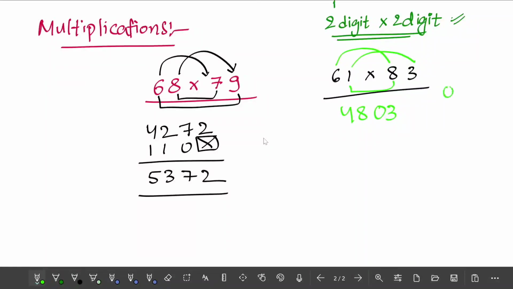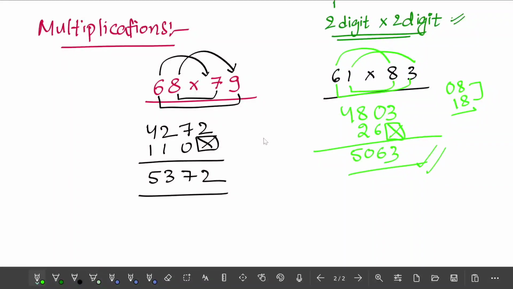1 8s, sir, it's 8. What is 6 3s? Sir, it's 18. What is the sum of 8 and 18? 26. Sir, where should we write it? Write 6 and carry 2, because the last place, the units place, should remain vacant. So here 5063 will be the final answer. Clear?